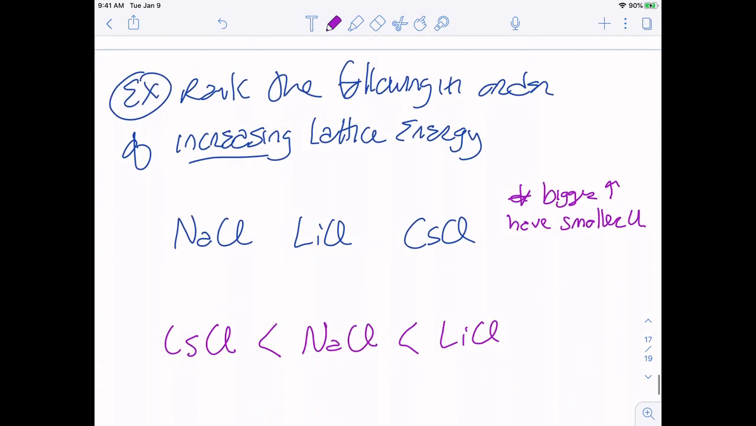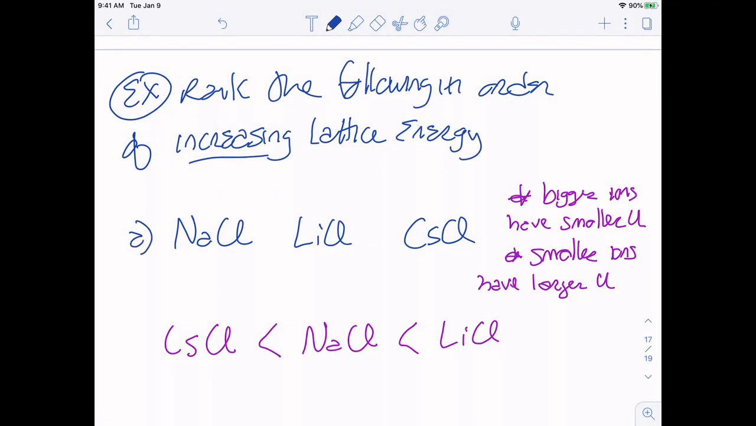So bigger, I guess we should actually say bigger what? Bigger ions have smaller lattice energies. Smaller ions have larger lattice energies. So that was our trend for this example.